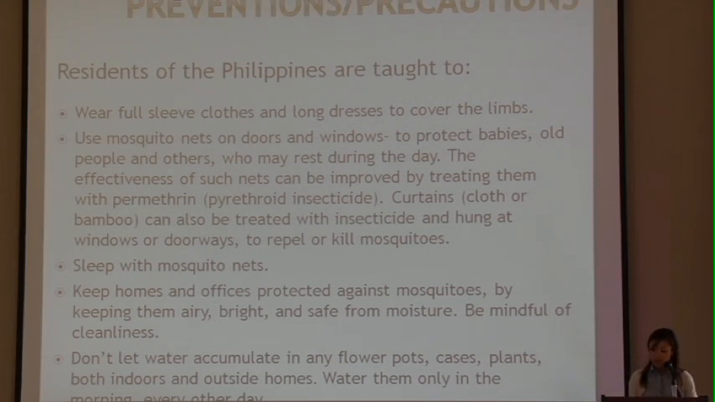Preventions and precautions. Residents of the Philippines are taught to wear full-sleeve clothes and long dresses to cover the limbs. They need to use mosquito nets on doors and windows to protect babies, older people, and others who may rest during the day. The effectiveness of such nets can be improved by treating them with permethrin. Curtains, cloth, or bamboo can also be treated with insecticide and hung at windows and doorways to repel or kill mosquitoes. Sleep with mosquito nets.